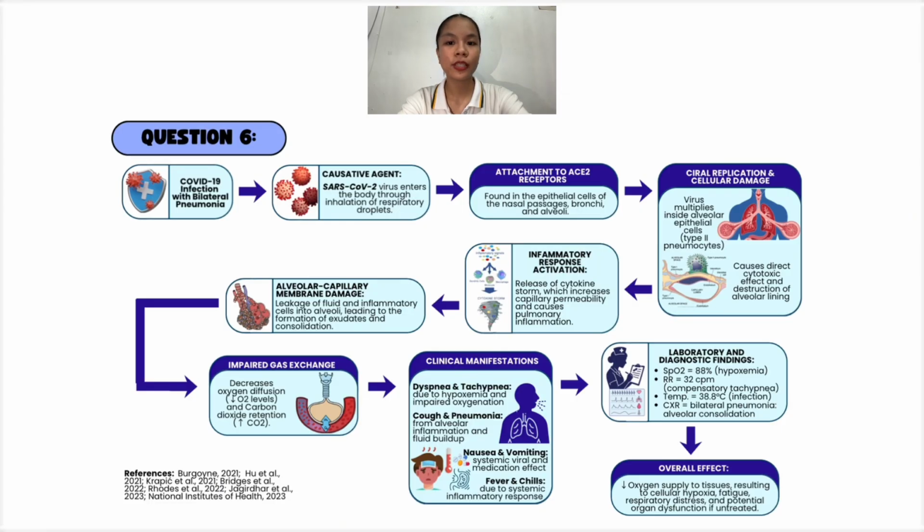And as the fluid fills the alveoli, the gas exchange becomes impaired. The oxygen can no longer diffuse properly into the bloodstream, causing hypoxemia, which explains the patient's oxygen saturation of 88%. And in response, the patient develops dyspnea and tachypnea as a compensatory mechanism to increase the oxygen intake. So next is the patient's fever and chills, which occur because the infection stimulates the hypothalamus to raise the body's temperature as part of the immune response.